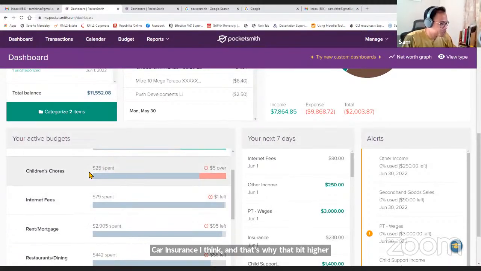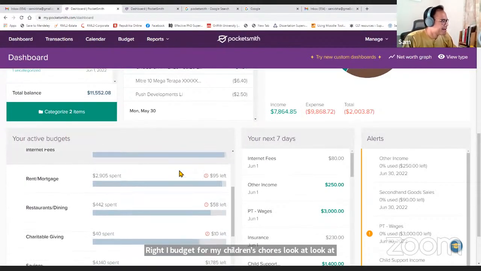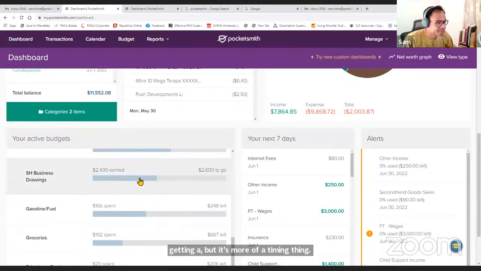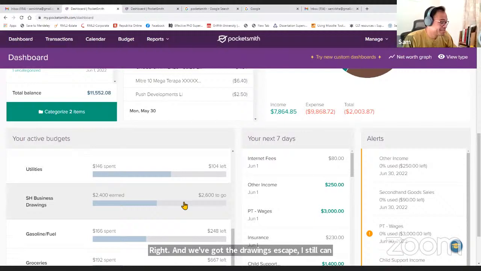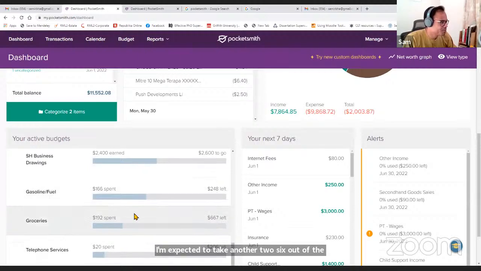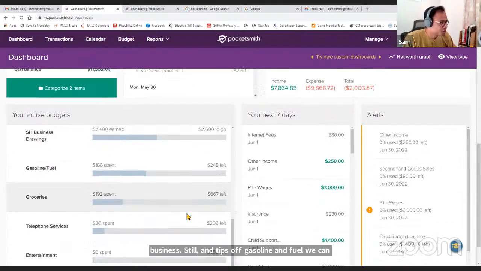I budget for my children's chores. Look at that, I've paid my kids more than what they should be getting. But that's more of a timing thing. And we've got the drawings. I'm expected to take another tooth 6 out from the business still. And in terms of gasoline and fuel, we can still spend a bit more. We can spend a bit more on groceries.